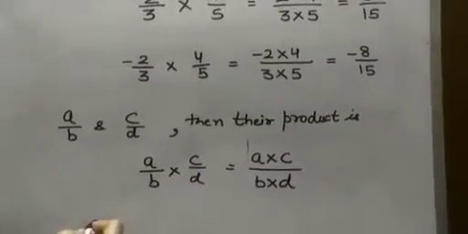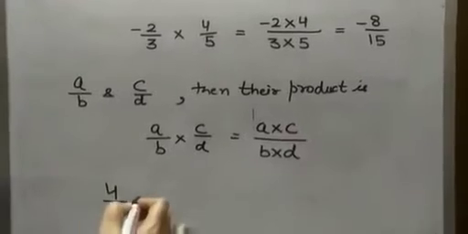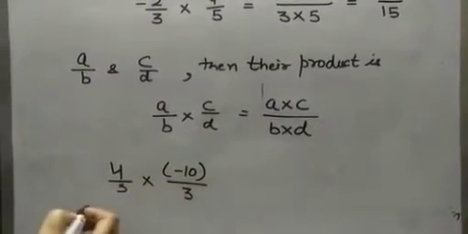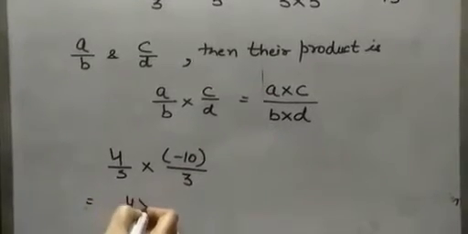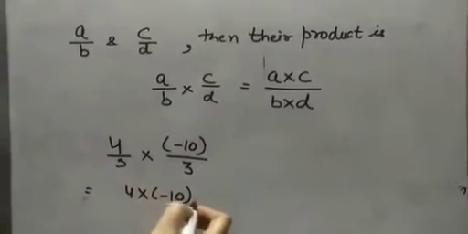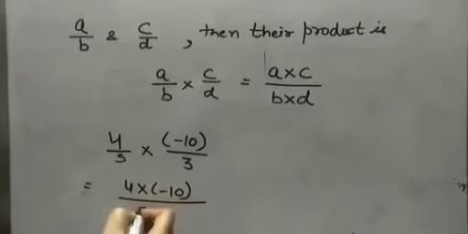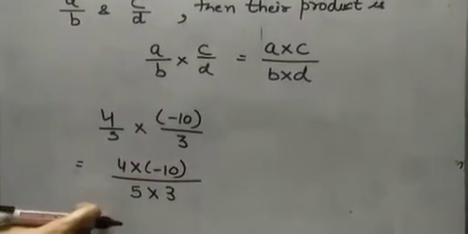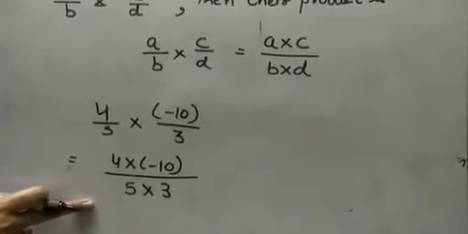I am taking one example, 4 by 5 multiplied by minus 10 by 3. The method is the same: multiply the numerator with the numerator and the denominator with the denominator. We must ensure the product should be in standard form.